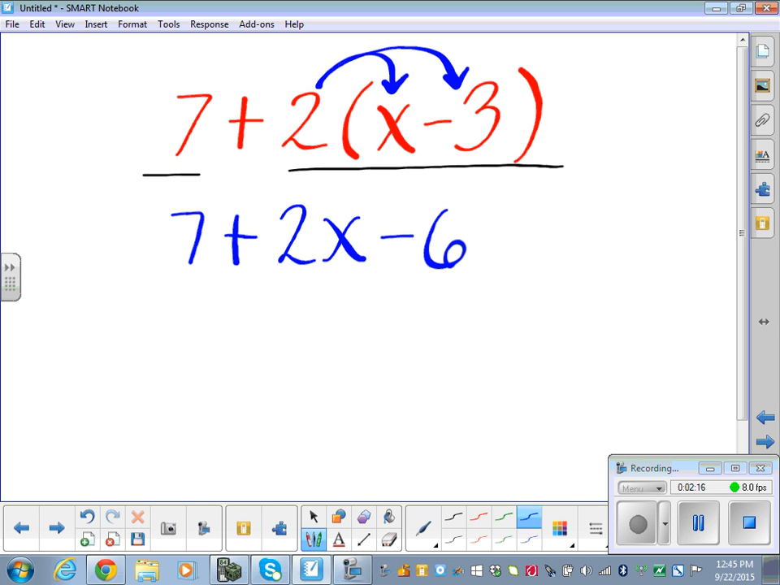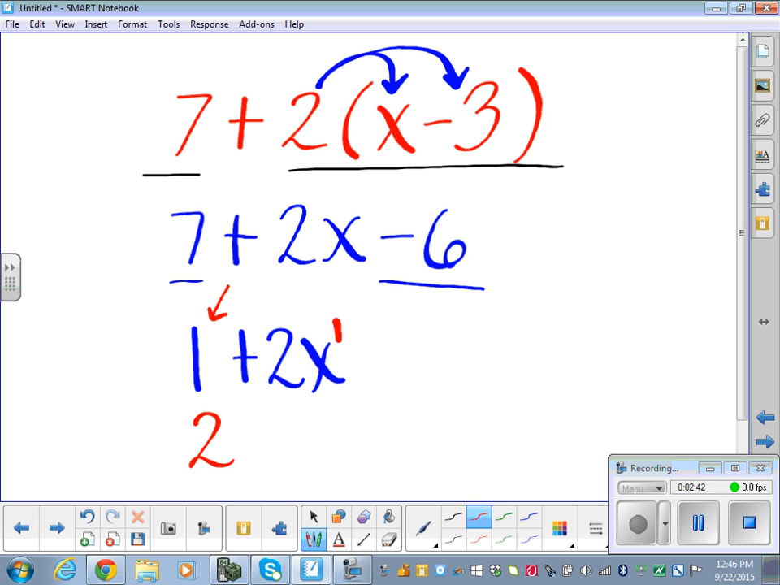So we have 7 minus 6. Those are like terms, so we can combine them. 7 minus 6 is 1. So we have 1 plus 2x. Now we know we can't combine 1 plus 2x together. They're not like terms. But we are going to rewrite this in standard form, meaning the largest degree to the lowest degree. So 2x to the degree 1 is larger than our constant. So we have 2x plus 1. This is now written in standard form, and this would be considered our final answer.